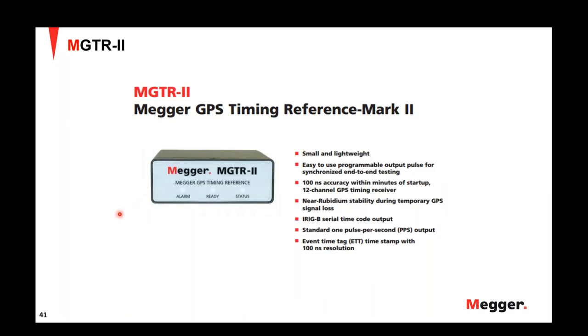Megger also makes the MGTR2, the MGTR GPS timing reference. It's easily programmable and provides you the signals, like we discussed, the RGB signal and the POP signal, and all these are configurable as per the test requirements.